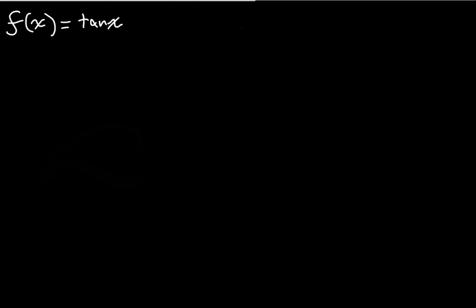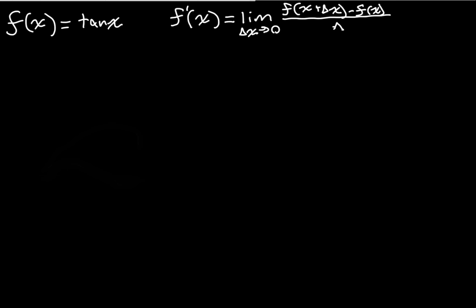So our function f of x is equal to the tangent of x. And by the definition of the derivative, f prime of x, the derivative of that function, or any function, is going to be the limit as delta x goes to 0 of f of x plus delta x minus f of x over delta x.